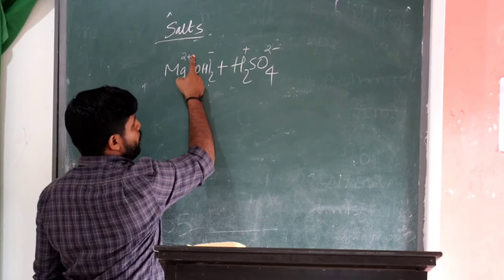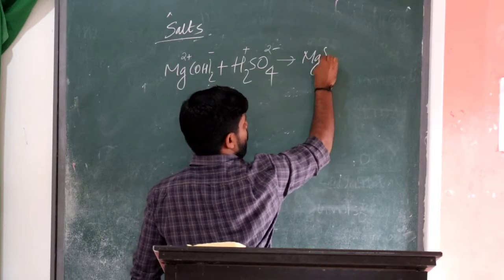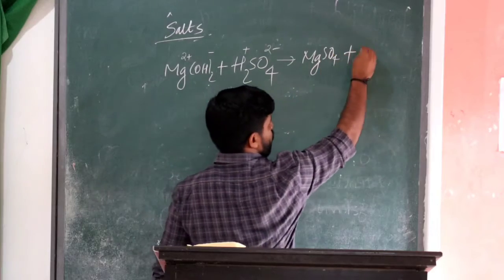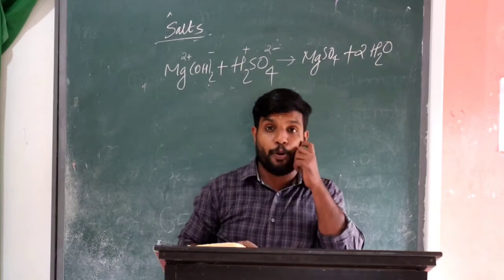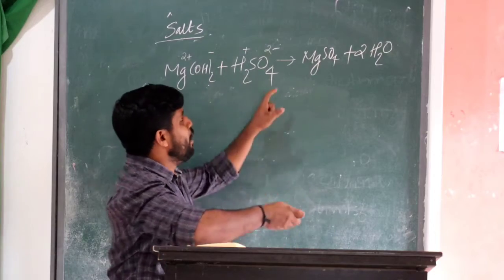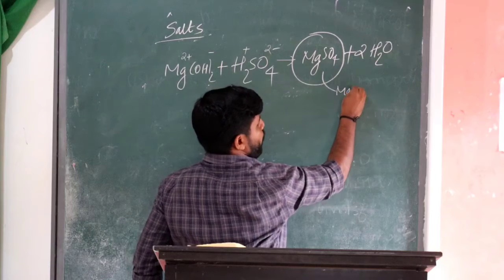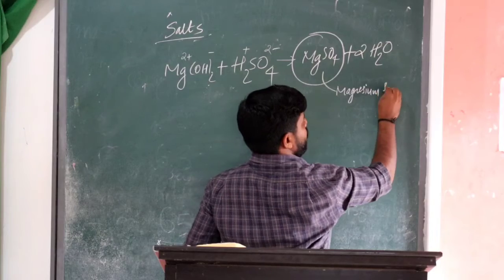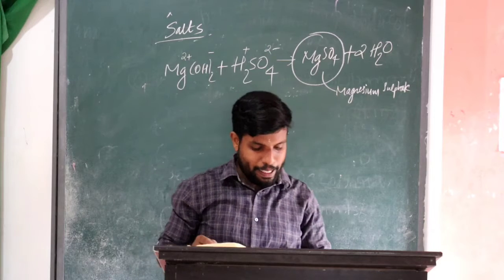So the positive Mg ions react with the negative ones. It forms MgSO4, magnesium sulfate, plus H+ and OH-, which form 2H2O. Water molecules are produced by the reaction. Such types of reactions are known as neutralization reactions. By the neutralization reaction it forms a salt. This salt's name is magnesium sulfate. So that is the salt formed by the reaction.